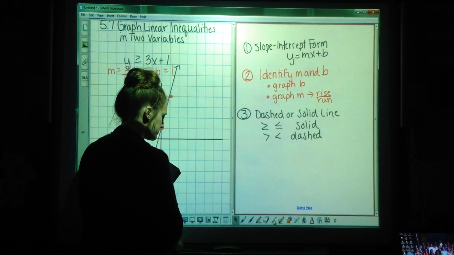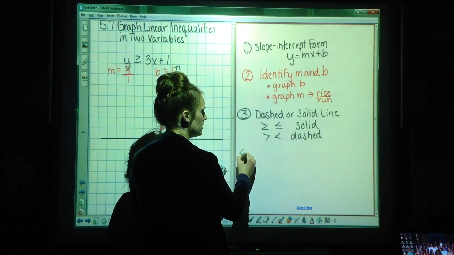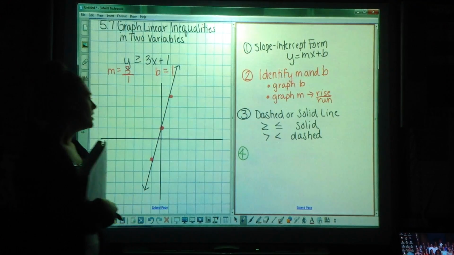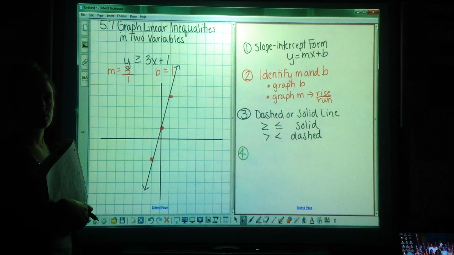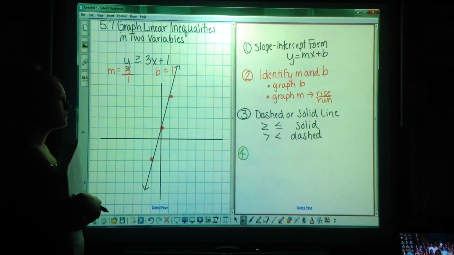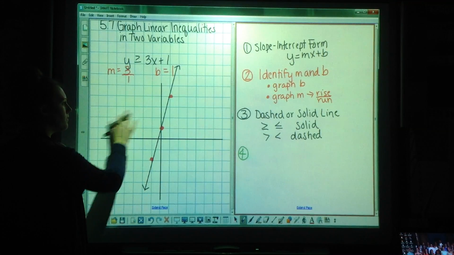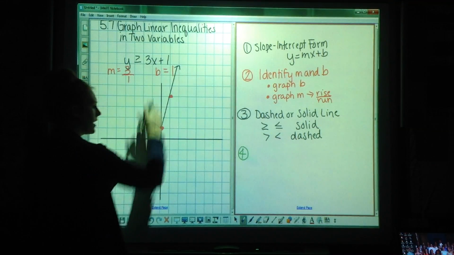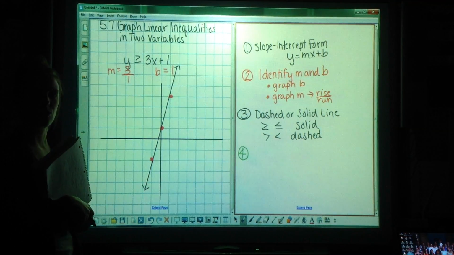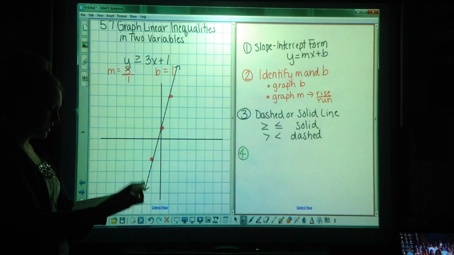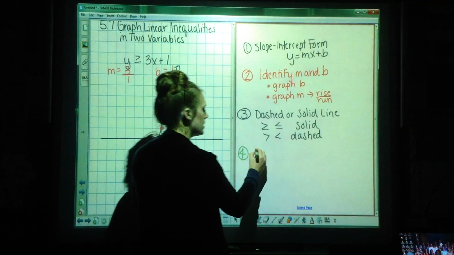Step 4 is going to be your shaded region. Inequalities are not simply just a line. Your answer does not just lie along the line. Your answer is either going to be above the line or below the line. We're going to shade that region to show where your answers could lie. So step 4 is to shade a region.